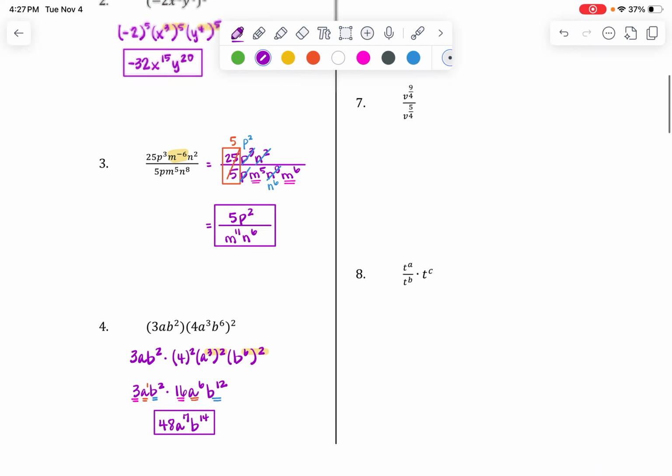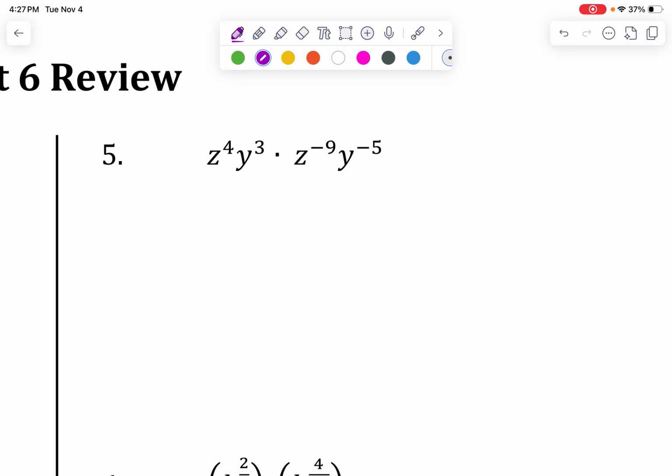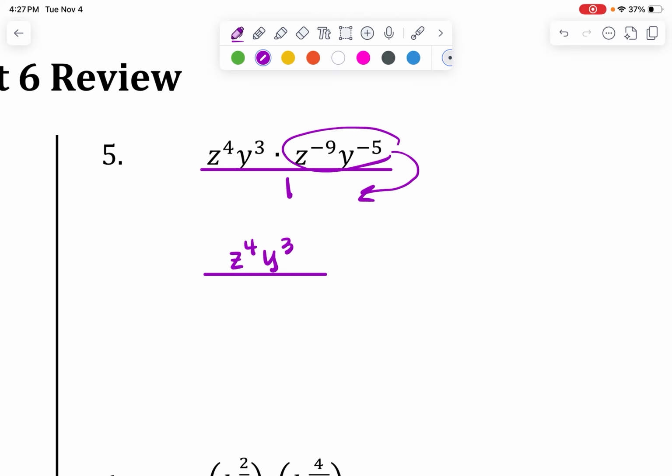All right, continuing, more exponents. Here we go. What jumps out at me about this problem? Currently, all of this is in the numerator, but I notice that these guys are not happy because they have negative exponents. So I'm going to leave my z to the 4th y cubed up top. These guys are perfectly happy where they are, but these guys are all going to move down low. So z to the positive 9, y to the positive 5, after we make them happy by moving them to the denominator.